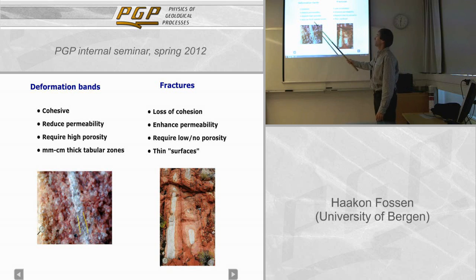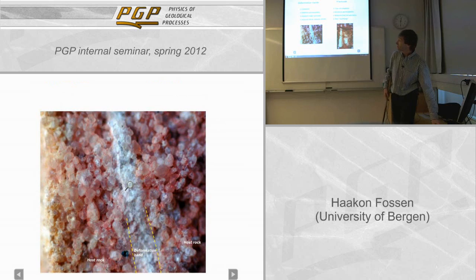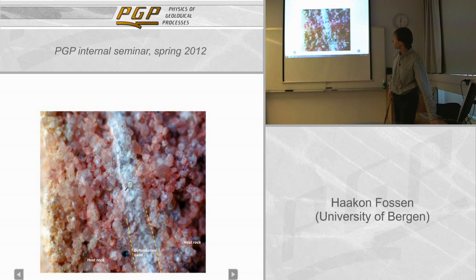Deformation bands form in rocks that are highly porous. Fractures form in low porosity rocks, no porosity rocks. And deformation bands also have a measurable thickness that is easy to identify. Fractures are more like surfaces. Let's have a look at this deformation band since it's here. High porosity is very clear from this picture. In between the sand grains, there's pore space. The white thing is the deformation band itself.